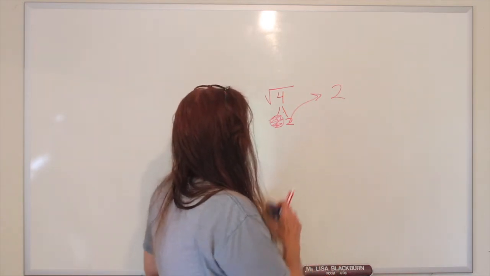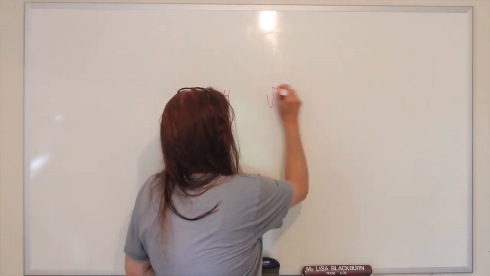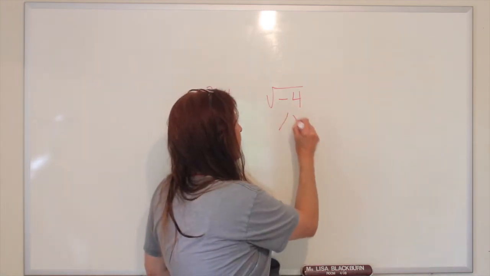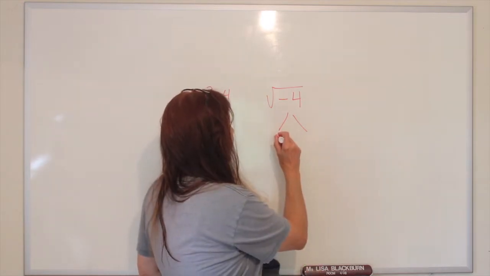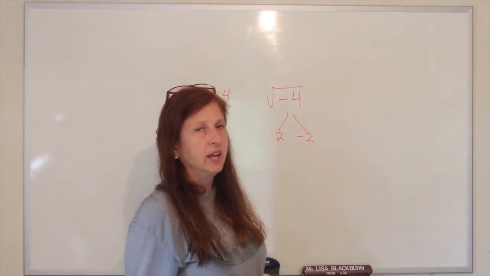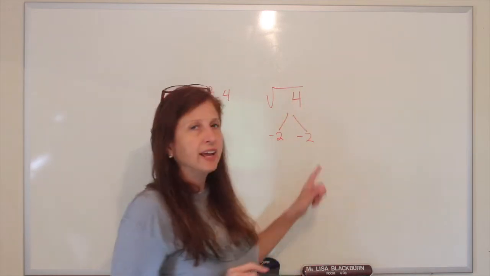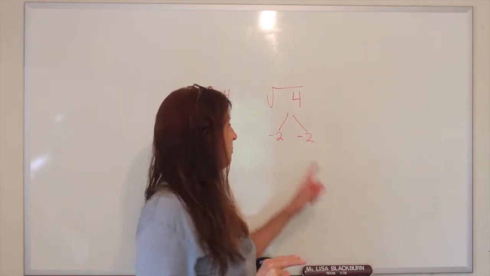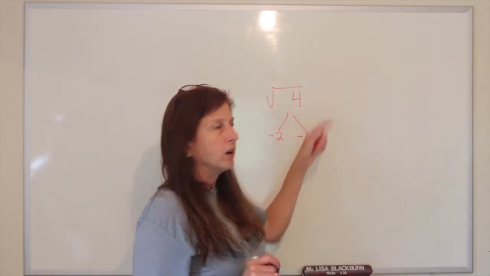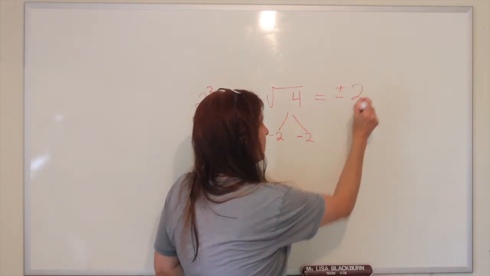Okay, so that is a real number. That's what we're talking about. But what about the square root of -4? The only way to get -4 is positive 2 times -2. If it were -2 times -2, two negatives make a positive if you multiply them. So -2 times -2 is positive 4. So actually the square root of 4 is plus or minus 2.